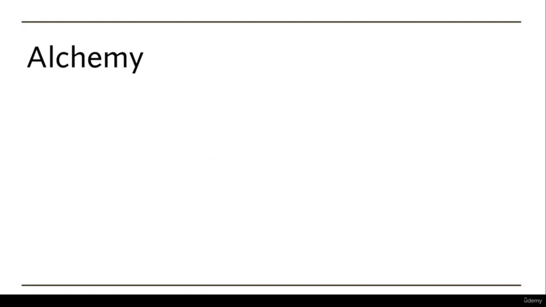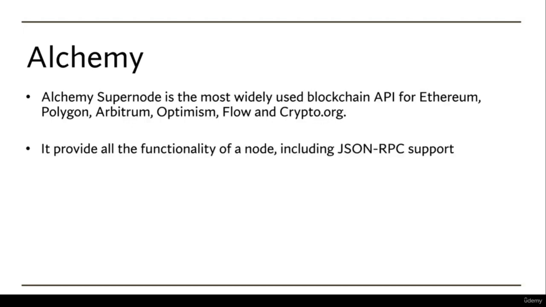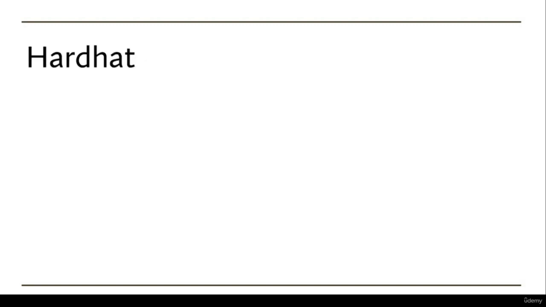What is Alchemy? This is a blockchain API which makes our work easier. If we don't want to run our Bitcoin node or our Ethereum node on our system, because it is a very resource consuming process and also a very time consuming process, in that case we can use Alchemy. With this we can directly connect to the blockchain, and this gives us JSON RPC support. If you are confused about what I am talking about, just go through how a Bitcoin node works and things will be clearer to you. So by using Alchemy, we don't need to run any node on our system. We can directly connect to the blockchain with the help of Alchemy.